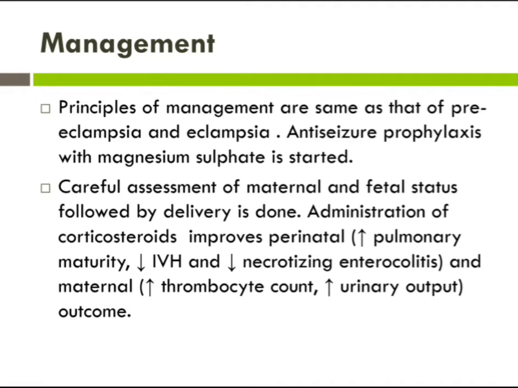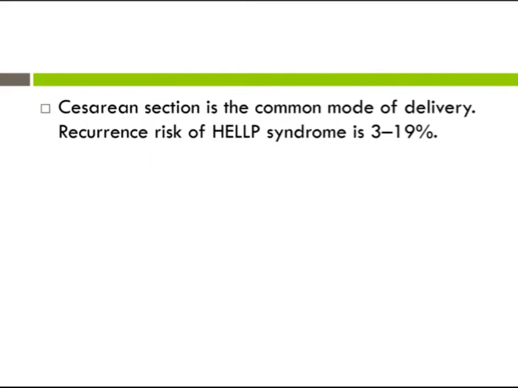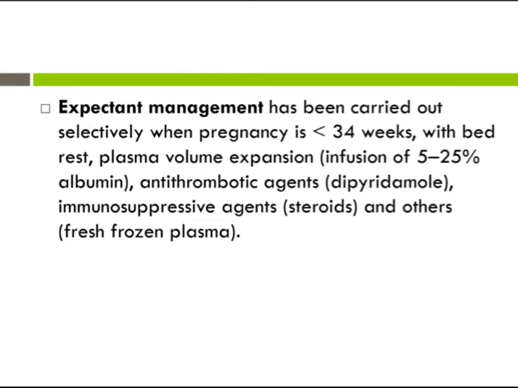So what is the management? Principles of management are the same as that of preeclampsia and eclampsia. Anti-seizure prophylaxis with magnesium sulfate is started. Careful assessment of maternal and fetal status followed by delivery is done. Administration of corticosteroids improves perinatal and maternal outcome. Caesarean section is the common mode of delivery. Recurrence risk of HELLP syndrome is 3 to 19%. So expectant management has been carried out selectively when pregnancy is less than 34 weeks with bed rest, plasma volume expansion, antithrombotic agents, immunosuppressive agents, and others.